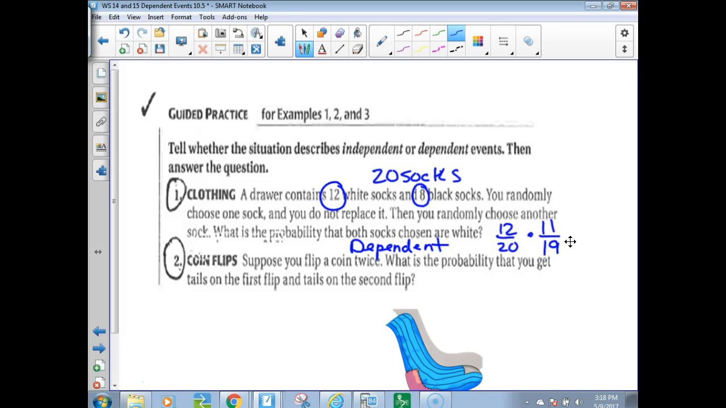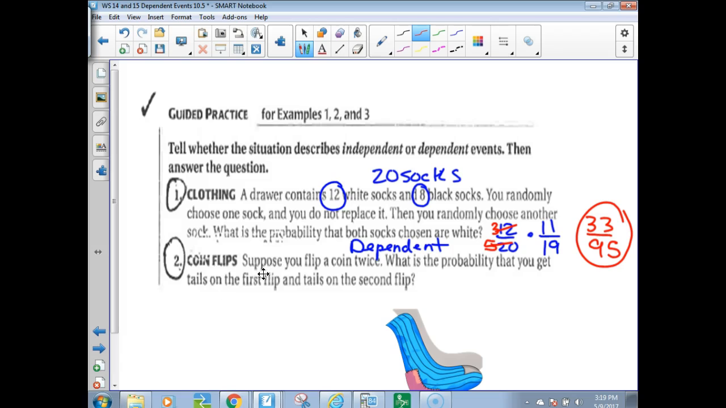All right, I guess we could reduce that. You guys probably did it because you're faster than me. That would be 3. I'm just reducing in my head. Do you have 33 over 95? Good. All right.